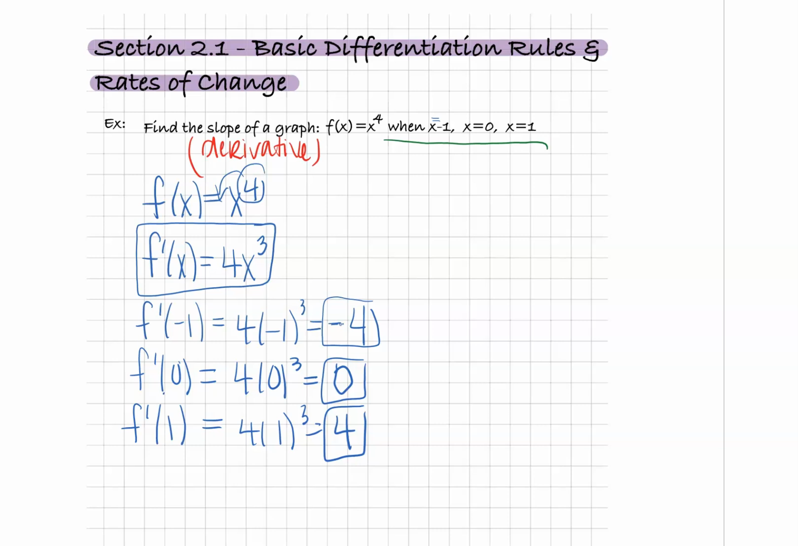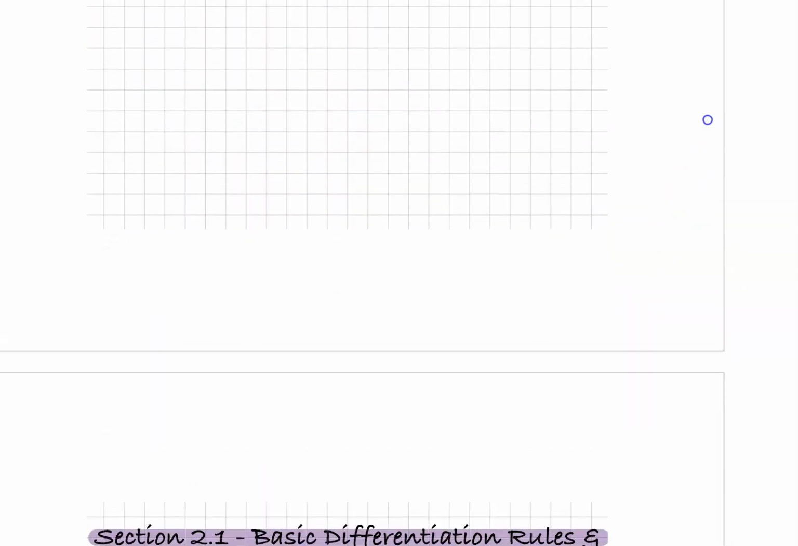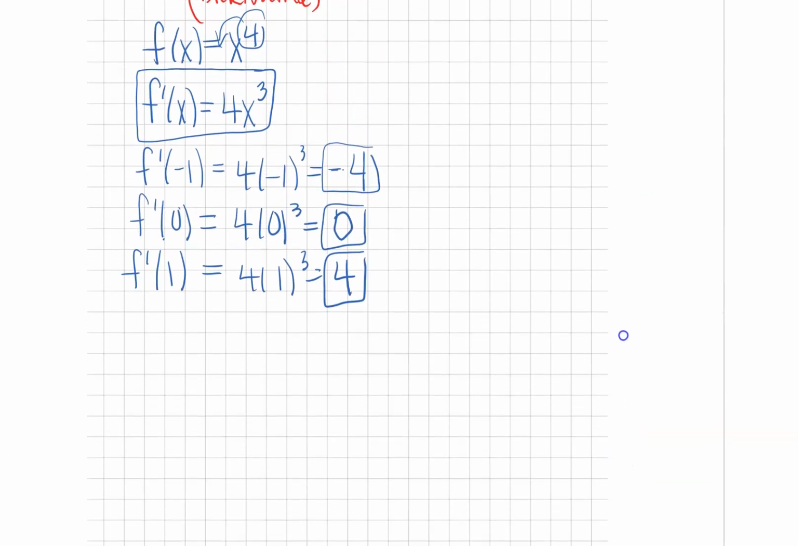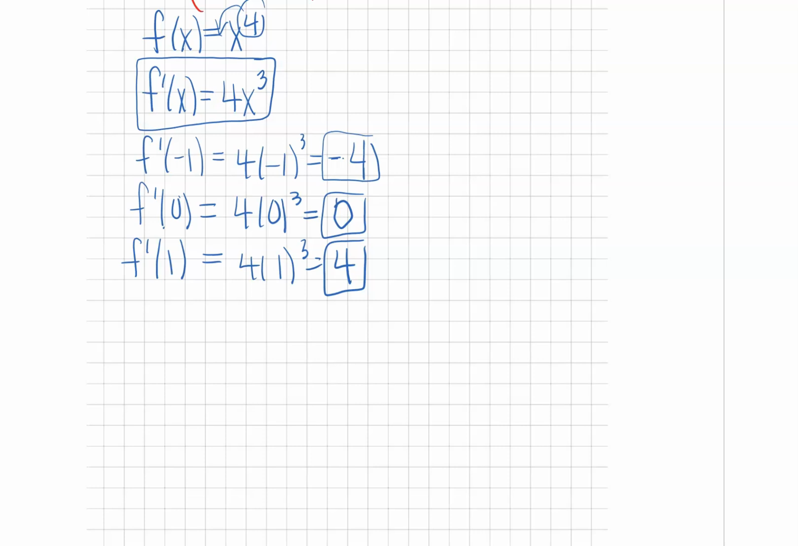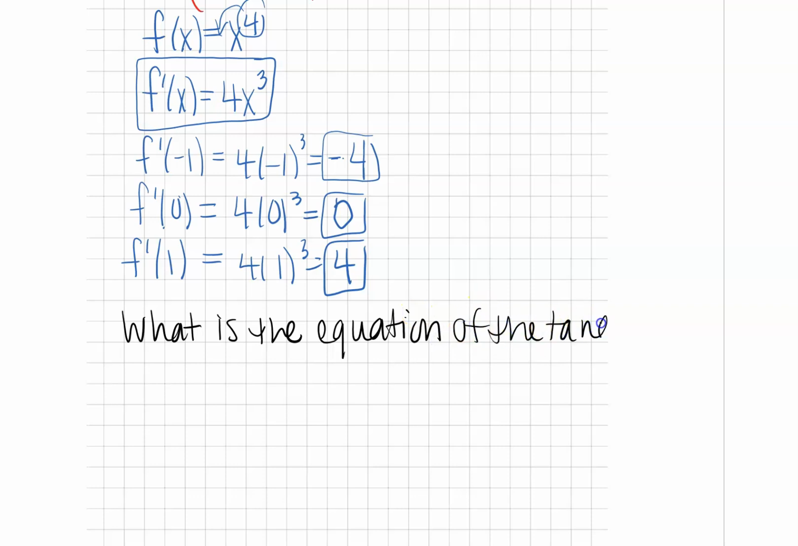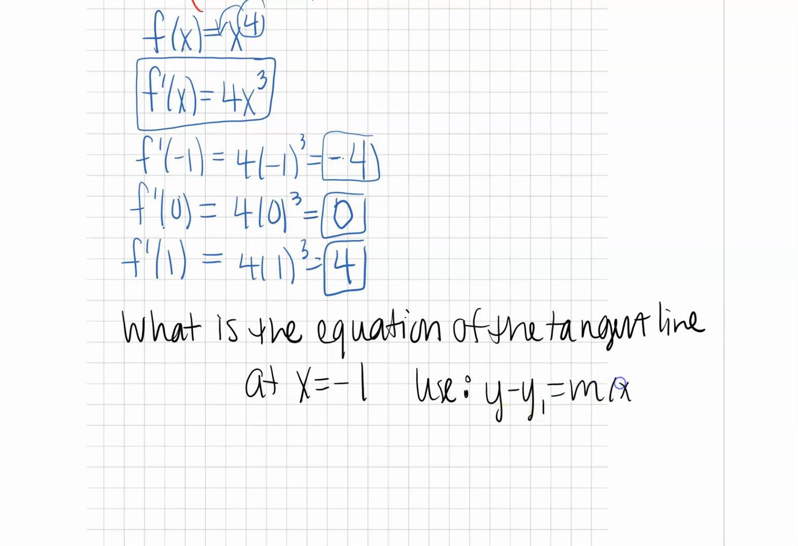Now, additionally, if I want to take this a step further, I want to say, what is the equation of the tangent line at x equal to negative 1, and use y minus y1 equal to m of x minus x1. So pulling up some more algebra skills.